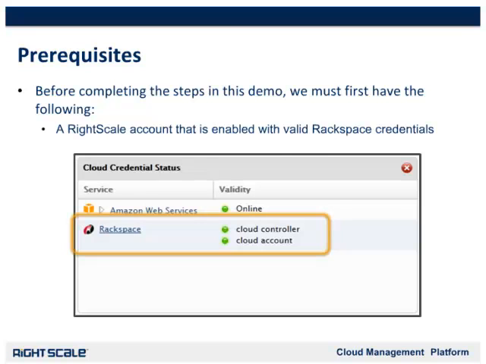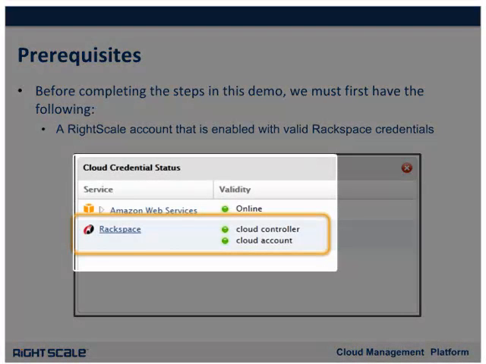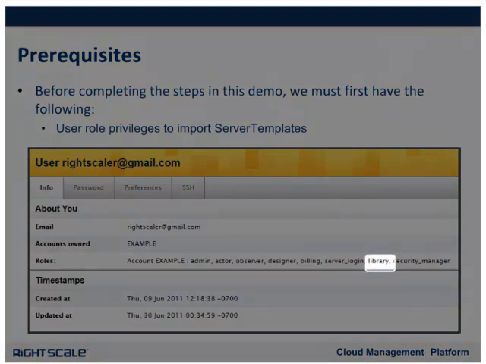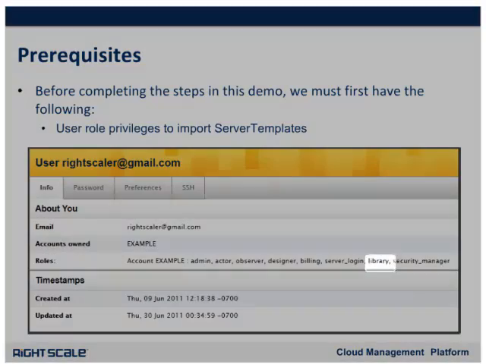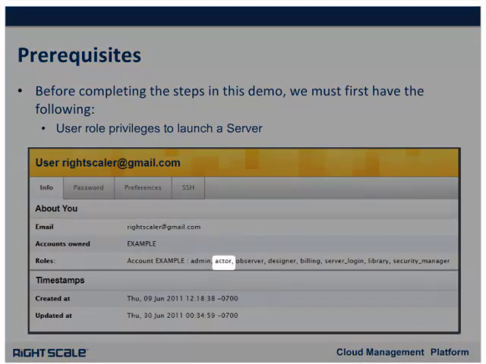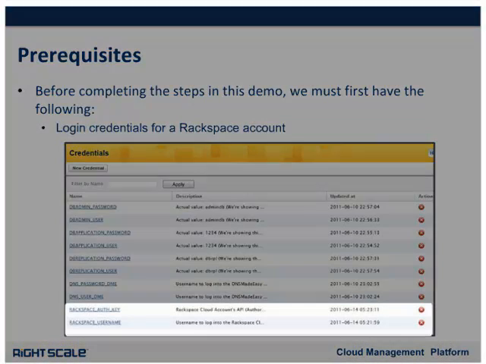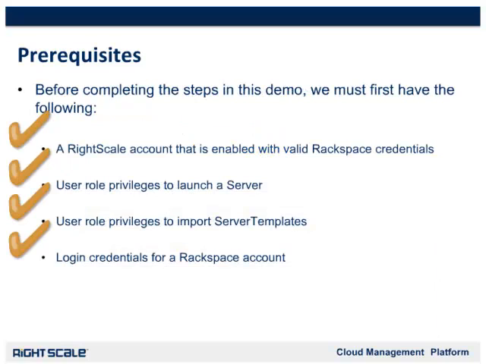Before completing the steps in this demo, first you must meet or have the following prerequisites. You must have access to a RightScale account that has been enabled with valid Rackspace credentials. You must have library user role privileges that allow you to import server templates. You must also have actor user role privileges that allow you to launch a server. And finally, you must have login credentials for a Rackspace account. Once these prerequisites are met, you can prepare to launch a Rackspace Cloud Server using RightScale.